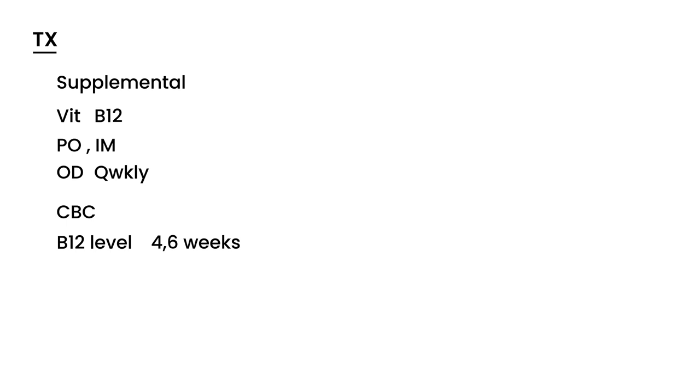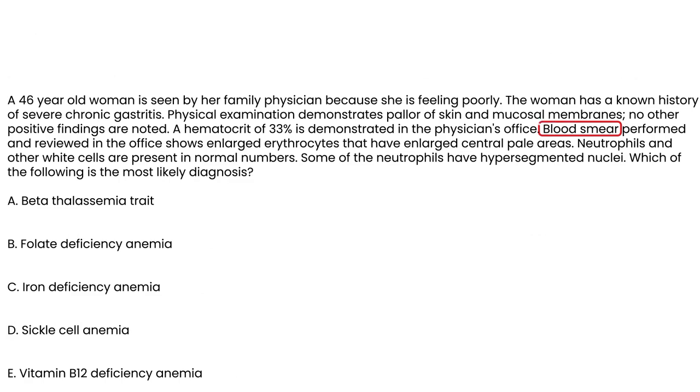All right, now we will move on to some clinical vignettes. A 46-year-old woman is seen by her family physician because she is feeling poorly. She has a known history of severe chronic gastritis. Physical exam demonstrates pallor of skin and mucosal membranes. No other positive findings are noted. Hematocrit of 33 is demonstrated in the physician's office. A blood smear is performed and reviewed in the office, and shows enlarged erythrocytes that have enlarged central pale areas. Neutrophils and other white cells are present in normal numbers. Some of the neutrophils have hypersegmented nuclei. Which of the following is the most likely diagnosis?